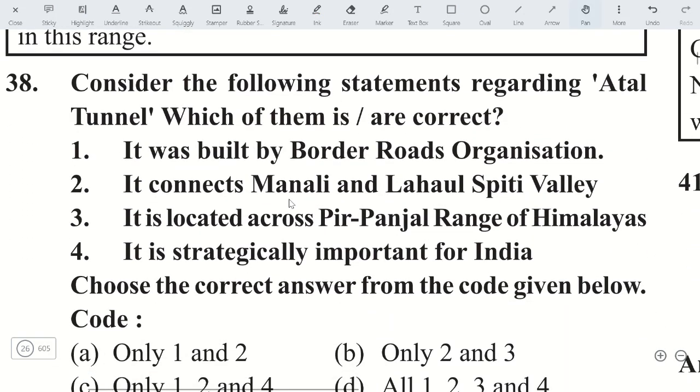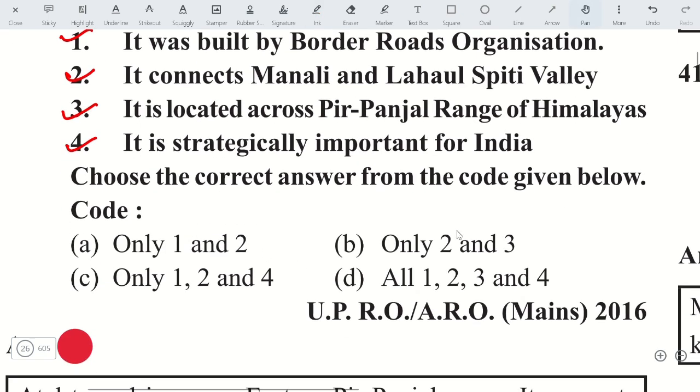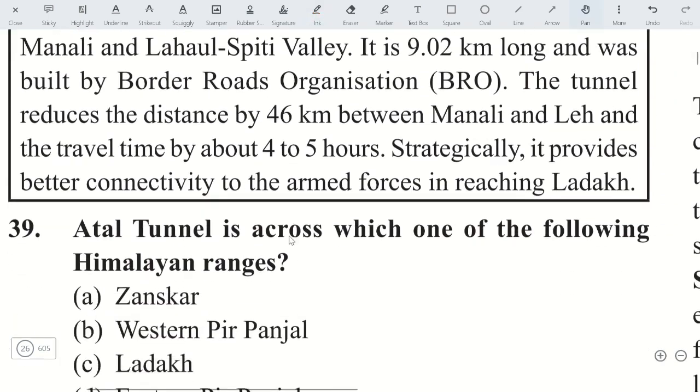Consider the following statements regarding Atal Tunnel. Which of the following are correct? It is built by Border Roads Organisation. It is correct. It connects Manali and Lahaul Spiti Valley. It is also correct. It is located across the Pir Panjal range of Himalaya. This one is also correct. It is strategically important for India. This is also correct. Then all four statements are correct. Then the option will be D. Let's move on to the next question.